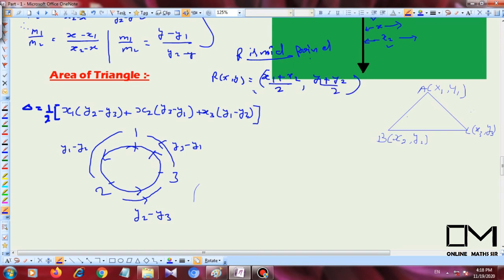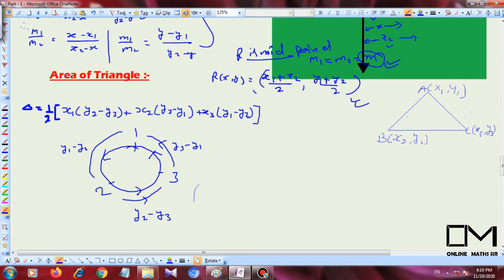Midpoint means the value of m1 and m2 both will be equal, say m. When you put m1 and m2 equal to m and solve, you will get the coordinates of R(x, y) as x1 plus x2 upon 2 comma y1 plus y2 upon 2. So this is the formula to find the midpoint of any line segment: R(x, y) equals x1 plus x2 upon 2 comma y1 plus y2 upon 2, right?